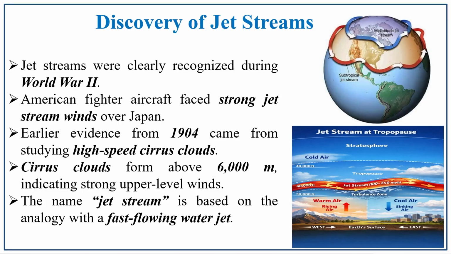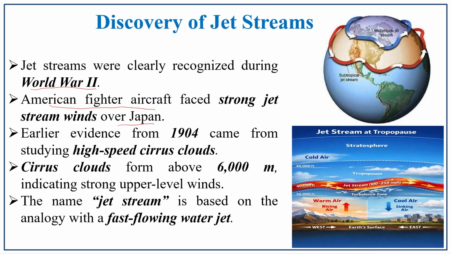That is, the jet stream was clearly recognized during World War II. In the World War II period, this jet stream was witnessed by American fighter aircraft. American flights were traveling, and some disturbance was there in the flight. That was witnessed by the Americans while traveling over Japan. That disturbance is nothing but the jet stream.